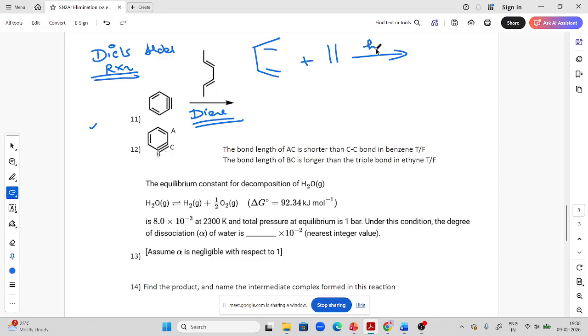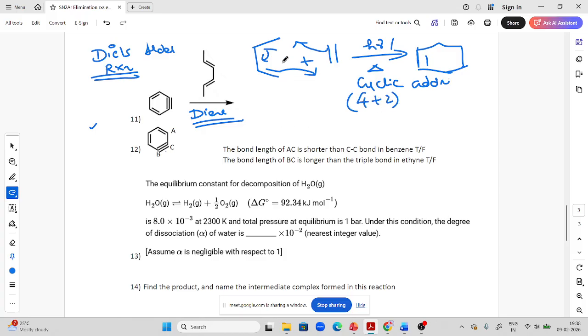The reaction is generally either photo-activated or heat-activated. Okay, so it's a kind of a free radical kind of reaction. Like this it happens. This is your product. It's a cyclic addition here. The reaction is also called a cycloaddition, also called a 4 plus 2 cycloaddition. This is 4 electron and this is 2 pi electrons. 4 plus 2 cycloaddition.